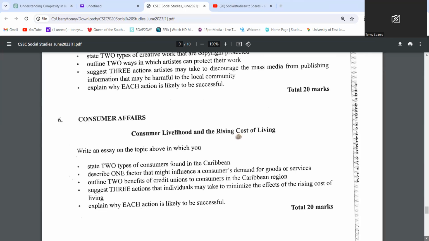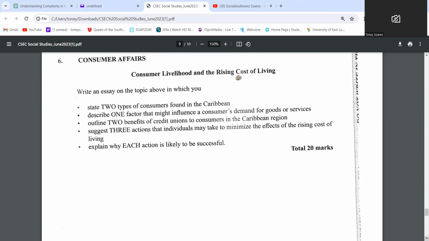Let's look now to the consumer affairs. Consumer livelihood and the rising cost of living. Write an essay on the topic above in which you state two types of consumers found in the Caribbean.